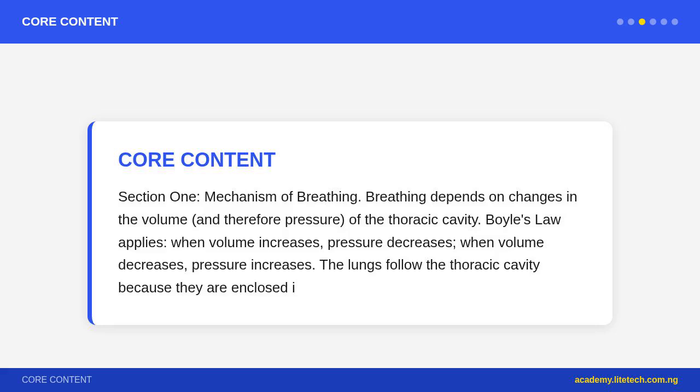Forced exhalation, for example coughing or blowing: the internal intercostal muscles contract to pull the ribs further down, and the abdominal muscles contract to push the diaphragm further up, forcing more air out.